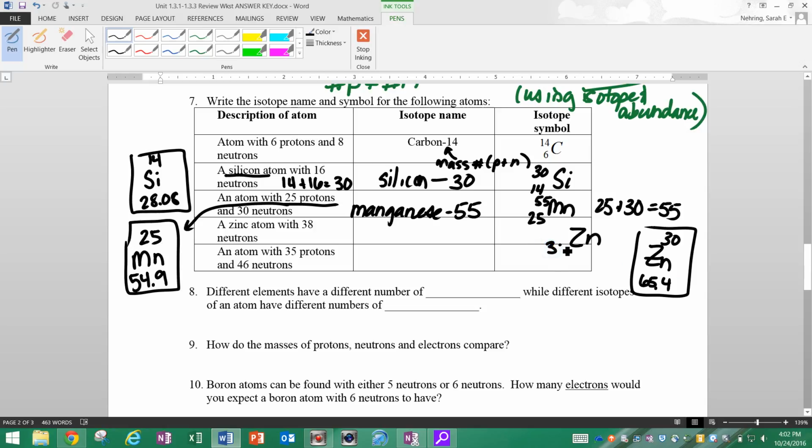So that means zinc has 30 protons. That's the atomic number. And if it's got 38 neutrons, the mass is 30 plus 38. That is 68. And again, notice how the mass number does not match the average atomic mass. So this looks like one of the less common isotopes of zinc. The name of it would be zinc-68. So you name an element based on its mass number.